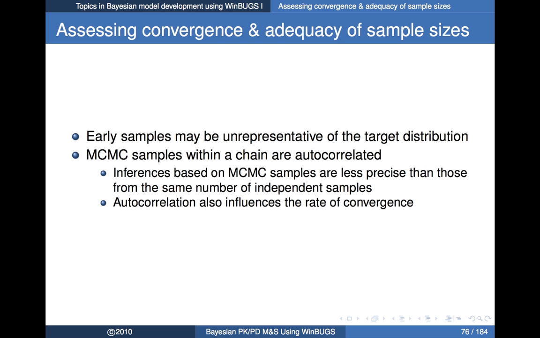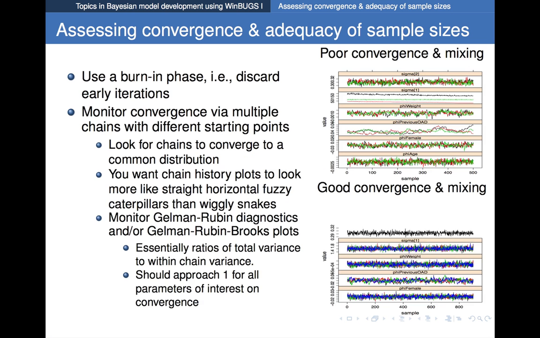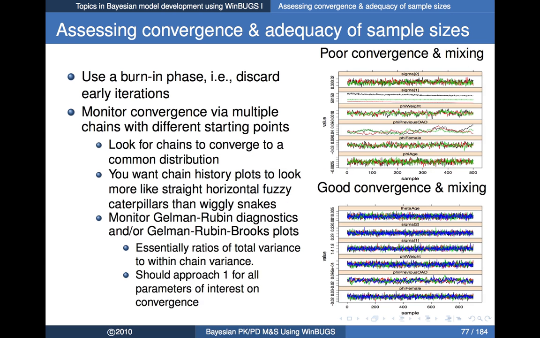So how do we deal with those? Well, first of all, because some of the initial samples may not be representative of the target, we're going to want to use a burn-in phase. That's just the slang essentially for having a certain number of the iterations at the beginning that you're going to discard because, again, they might not be representative of the target distribution. So we have a burn-in phase.